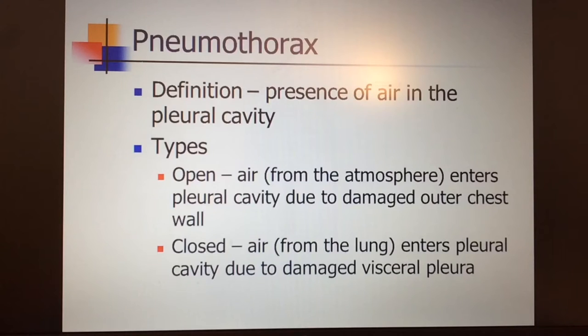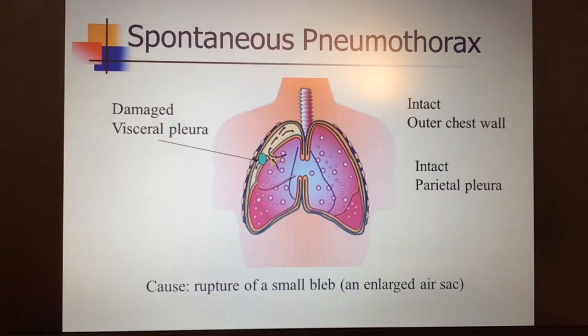A pneumothorax is defined as the presence of air in the pleural cavity. There are two different types of pneumothoraces: open, in which air from the atmosphere enters the pleural cavity due to damage to the outer chest wall, or closed, in which air from the lung enters the pleural cavity due to damaged visceral pleura. Spontaneous pneumothorax is generally a closed pneumothorax.